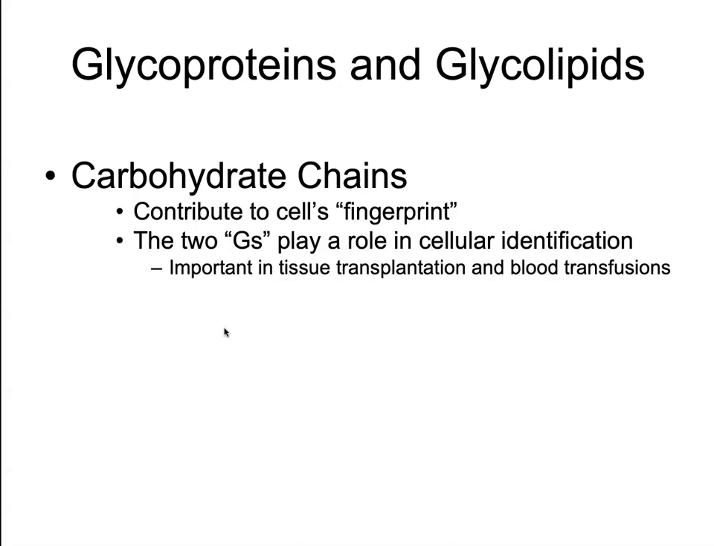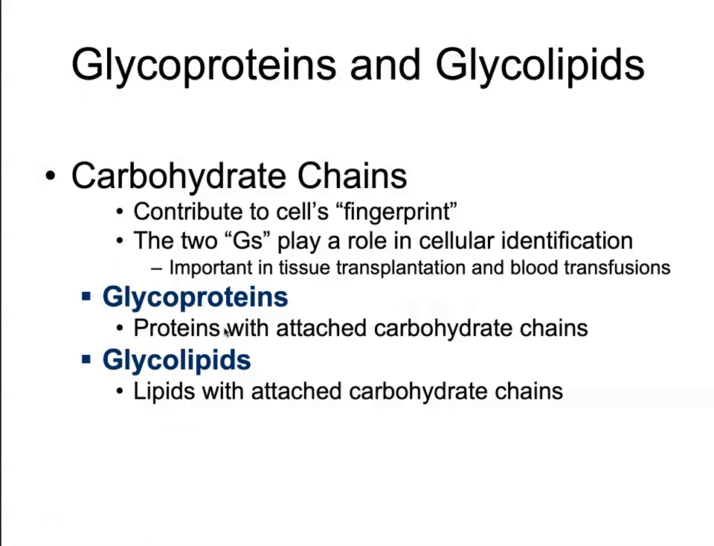These glycoproteins and glycolipids actually do play an important role in tissue transplantation and blood transfusions. This is why we talk about having a match when it comes to transplants or transfusions. Any cell that does not have the correct identifying fingerprint is going to be marked as a foreign invader and treated as such. So it's very important that we match those glycoproteins and those glycolipids. Glycoproteins are going to be proteins that have a carbohydrate attached to it. A glycolipid is going to be a lipid that has a carbohydrate attached to it.